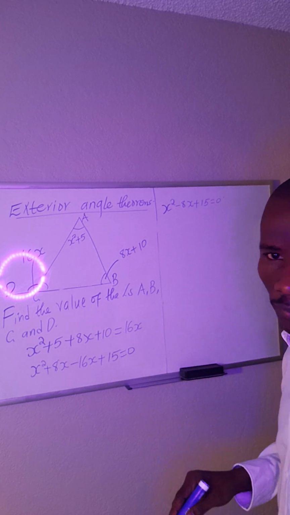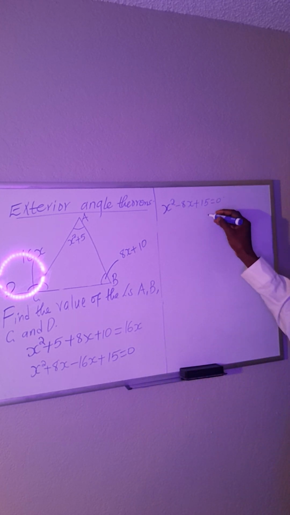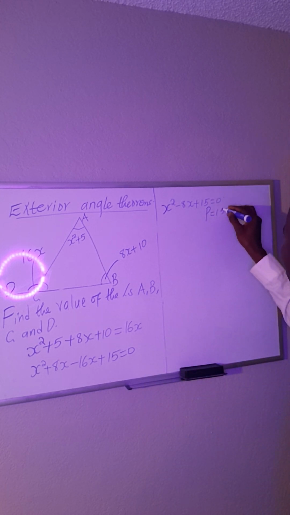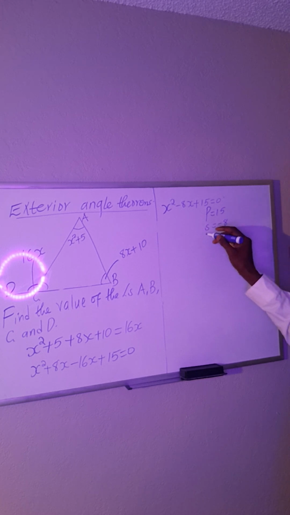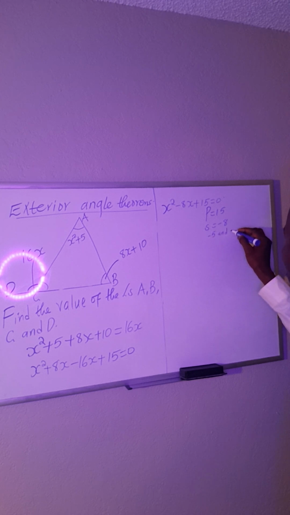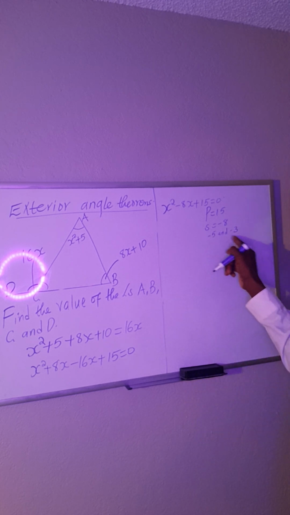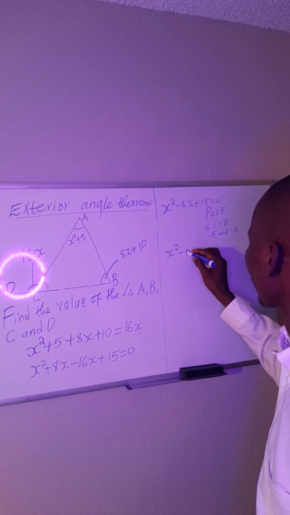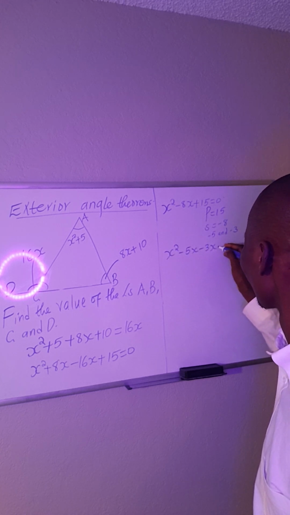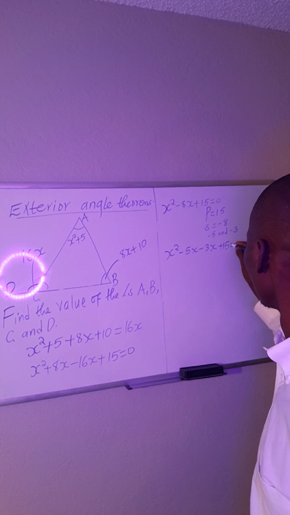to 0. Looking at this, we look for the product. Product is 15, sum is negative 8. Meaning, the factors are what and what? Factors are negative 5 and negative 3. So with this in mind, we expand this and say x squared minus 5x minus 3x plus 15 is equal to 0.